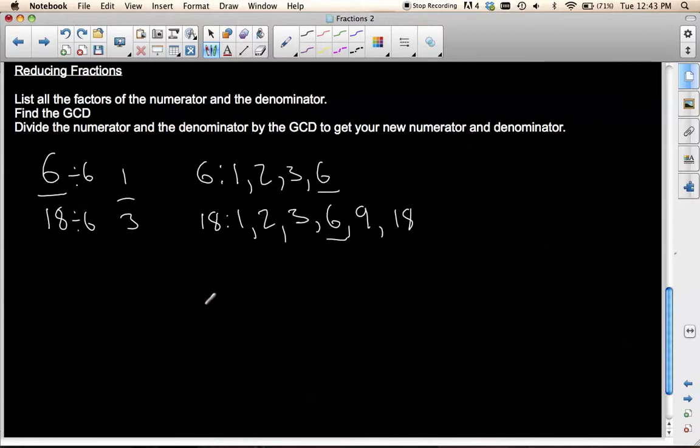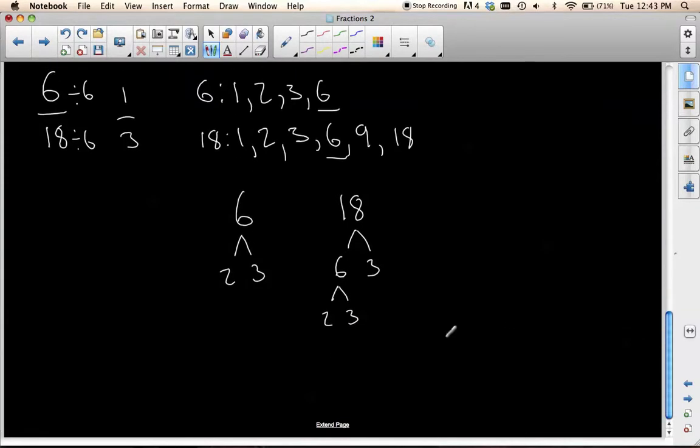The other thing we can do is look for our greatest common divisor by doing things that we've seen before, which are factor trees. So if we have 6 and 18, we can break down 6 into 2 times 3, and we can break down 18 into 6 times 3 and 2 times 3. And we can do that to figure out our greatest common divisor.